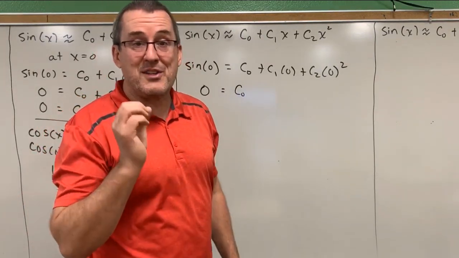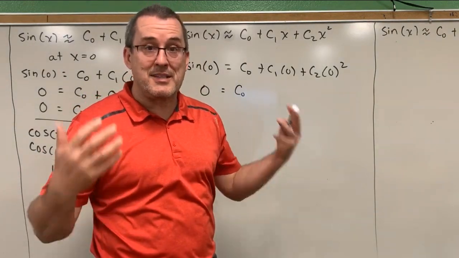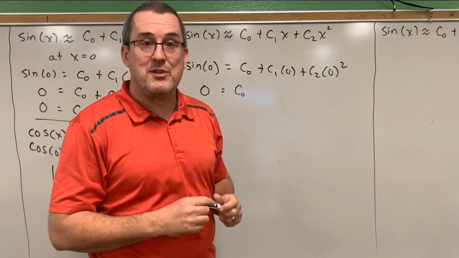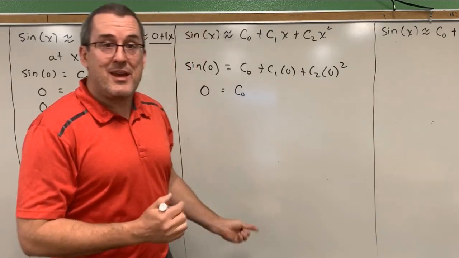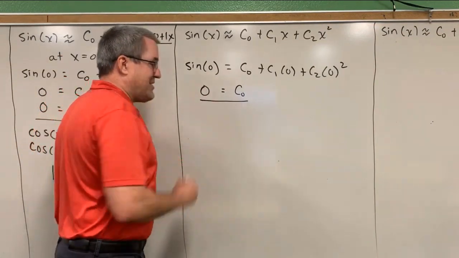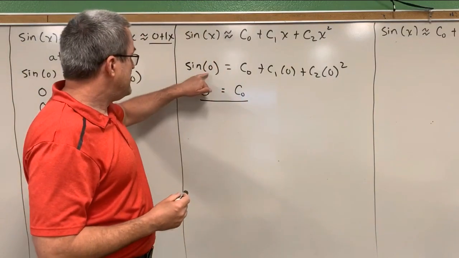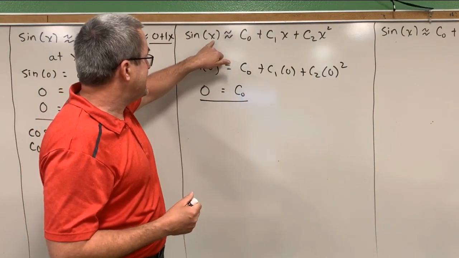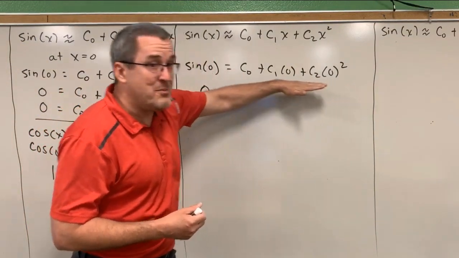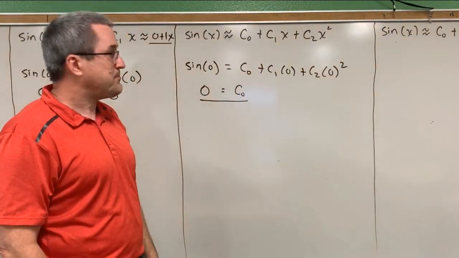In fact, I want you to start watching for patterns. It's going to be really important for us to recognize patterns as we continue through this process. And a pattern that we can probably confidently establish right now is that the value of c sub 0 will always come out to be 0, due to the fact that when you insert x equals 0, all the terms of our polynomial are going to get wiped out except for that c sub 0.